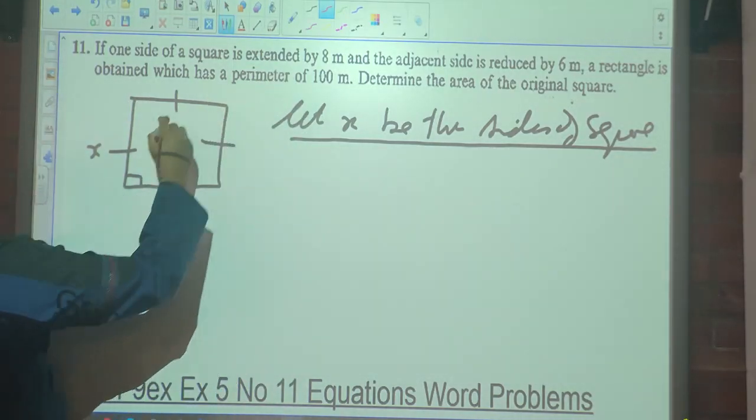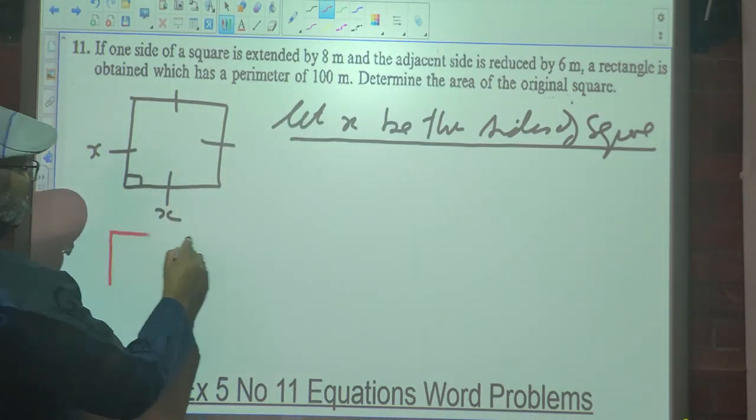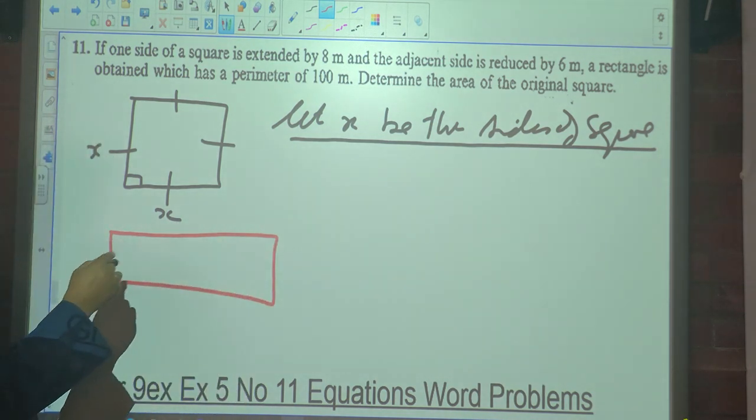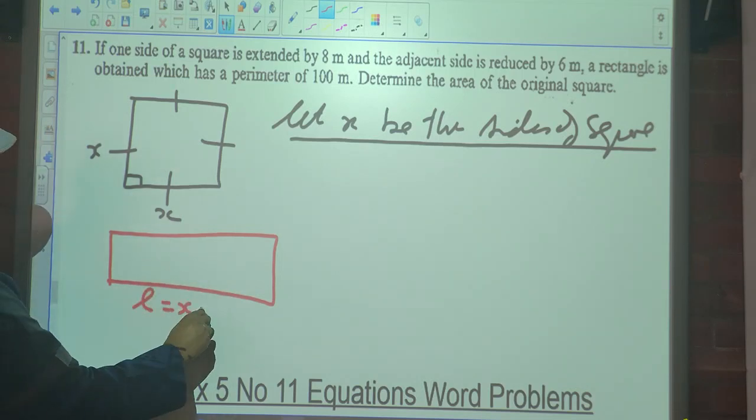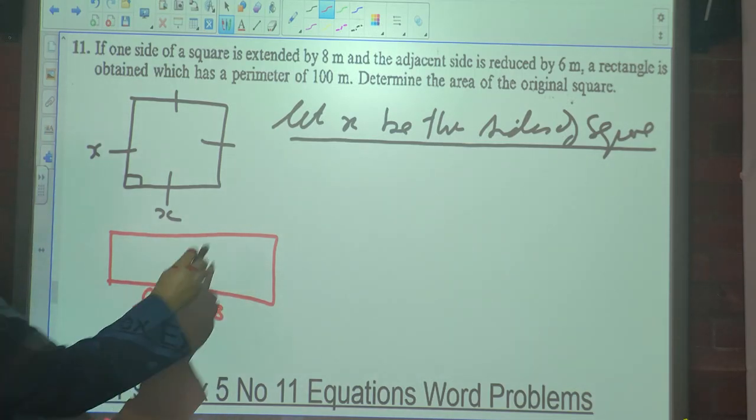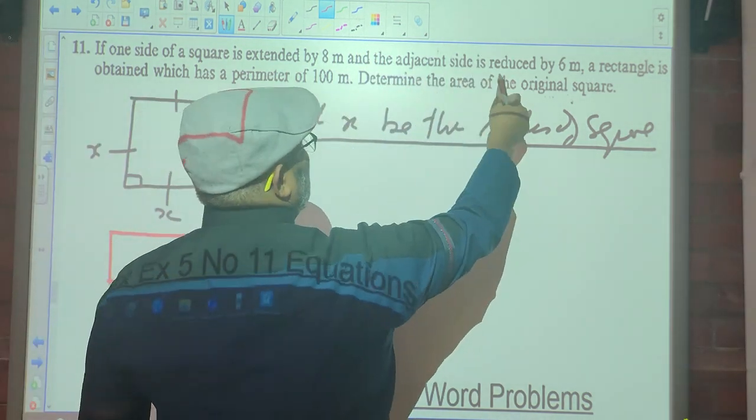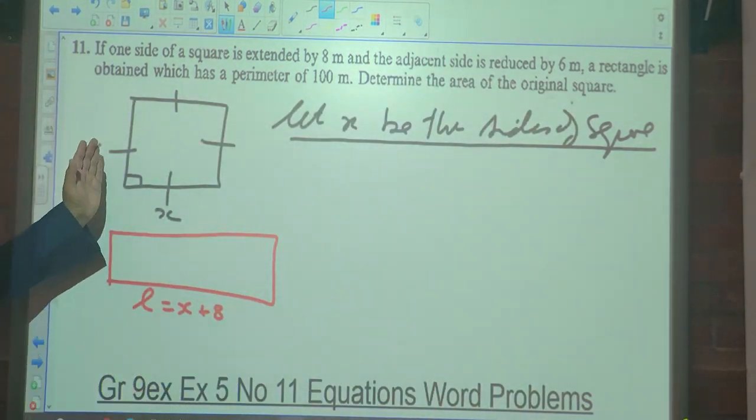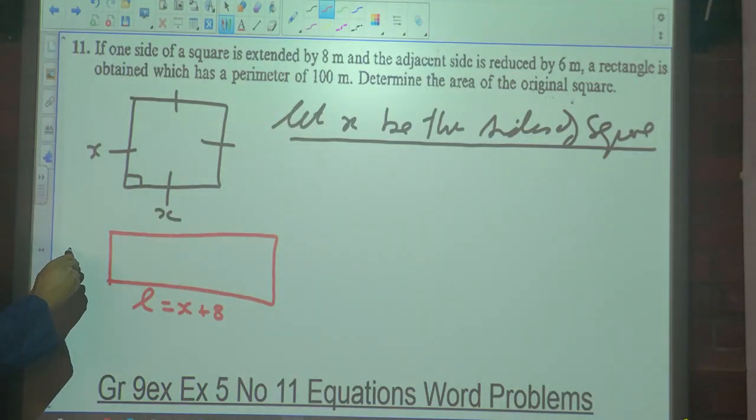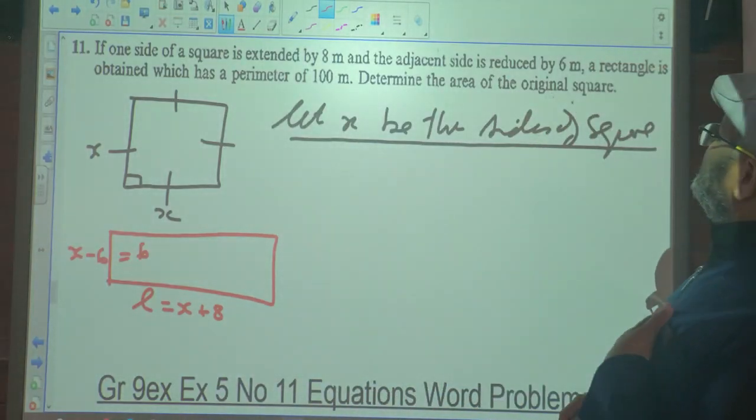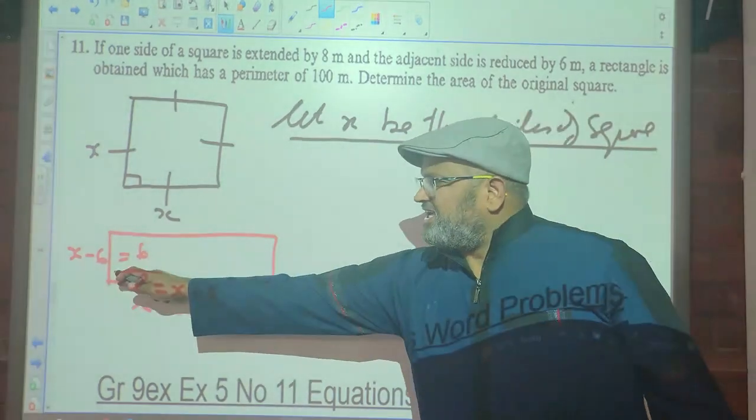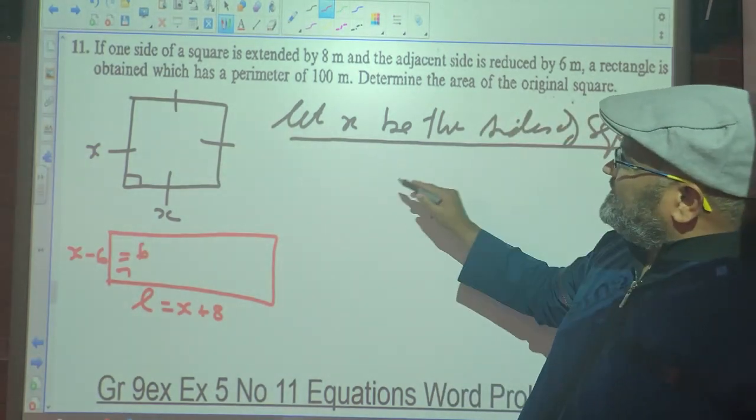Then we are told that if one side of the square is extended by 8 meters, what is the length now going to be? x plus 8. And the adjacent side, which is the other side next to it, is reduced by 6. So the breadth will be x minus 6. Do you see that, people? That's your breadth. A rectangle is obtained which has a perimeter of 100.